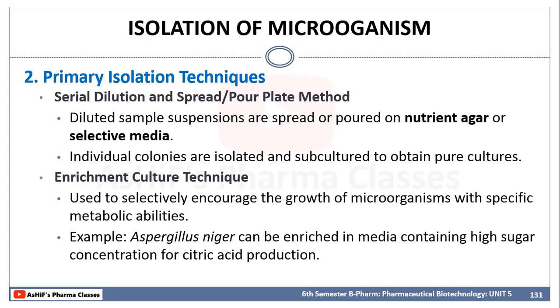Second one is the primary isolation technique. So we have two steps, that is serial dilution and spread plate method. We have already studied about different isolation techniques in detail in pharmaceutical microbiology. Serial dilution is nothing but we will dilute from 1 ml to 10 ml, again from 1 ml to 10 ml, and we have to dilute till each colony is separated.